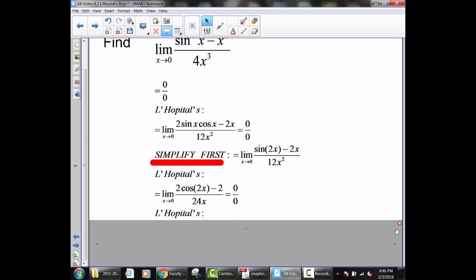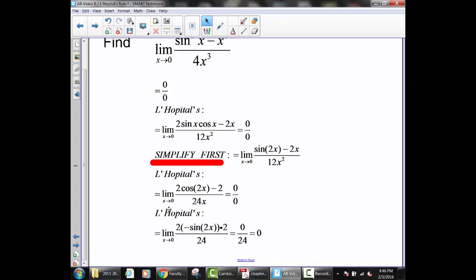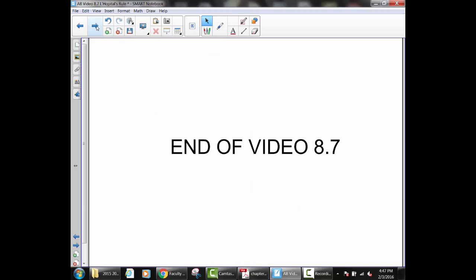So I get to use L'Hopital's yet again. And so I take the derivative of the numerator, which is 2, times negative the sine of 2x times 2, minus 0 over 24. And now if you replace x by 0, the sine of 0 is 0, negative 0 is 0, 0 times 2 is 0, times 2 is 0, divided by 24. All that work to get 0. And that's the end of video 8.7.